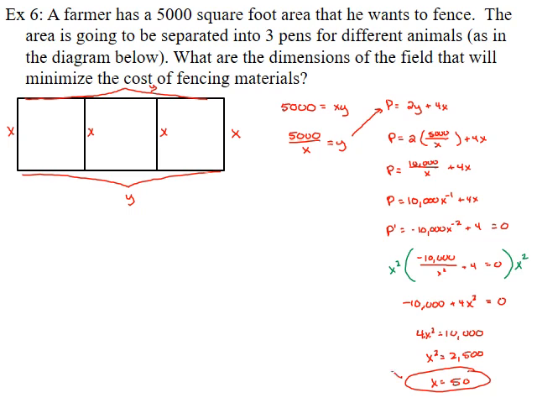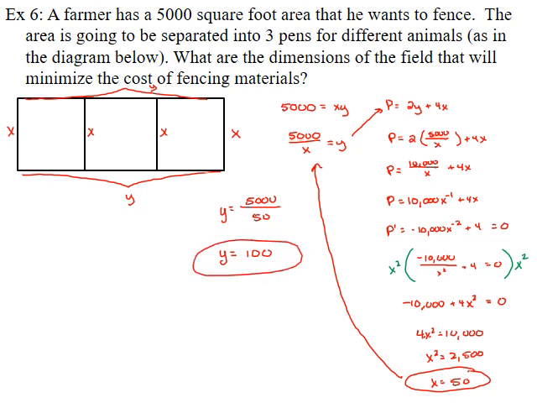And then way back up here, we can now find our y value by plugging this into our y formula. So y is equal to 5,000 over 50. So y is going to equal 100. And you have now found the dimensions of this rectangle that will minimize the cost of fencing materials of this 5,000 square foot area. Very good.